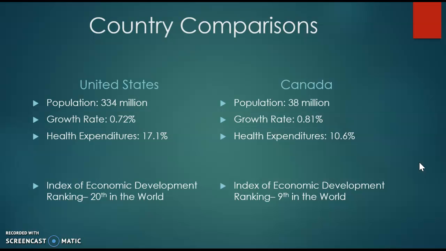When we compare the countries, looking at their population growth rate and stuff like that, you are going to see here on the screen that the population of the United States is 334 million, where Canada's population is only 38 million. The growth rate for the United States is at 0.72%, and the growth rate for Canada is at 0.81%. So the growth rate for both countries is quite similar.